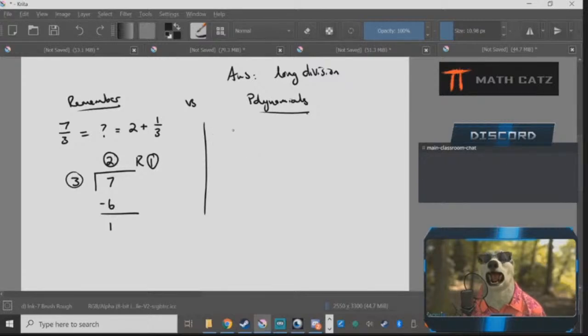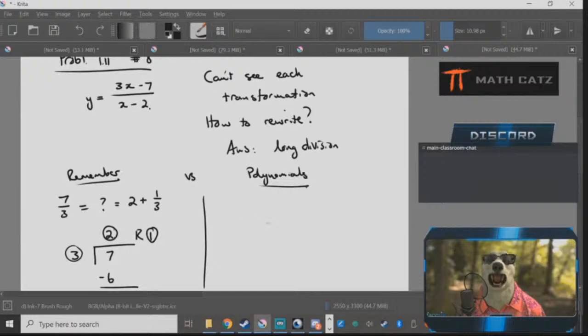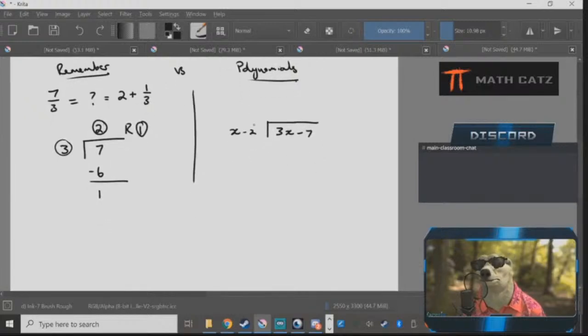We have, however, little polynomials. Our numerator is inside the house, 3x minus 7. Our divisor is x minus 2 outside the house. But we're doing almost the same thing. Almost the same. We have multiple terms, so there's a slight adjustment.